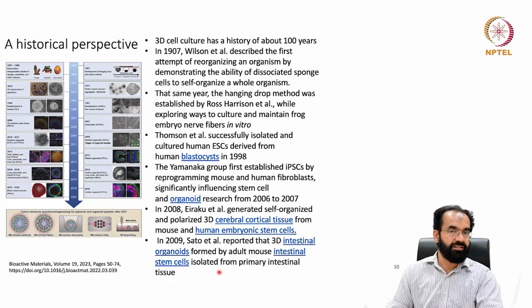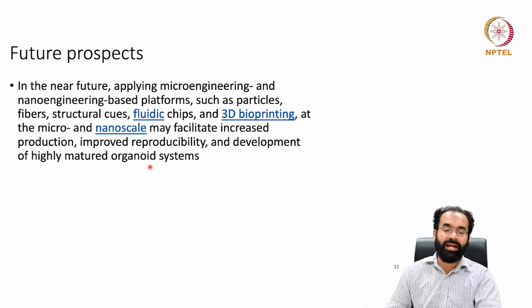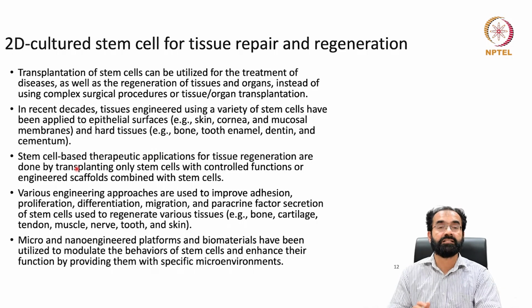A lot of epic research has gone into making regeneration biology the stage where we are right now. Looking at the future prospect in the near future, applying microengineering and nanoengineering based platforms such as particle fibers, structural cues, fluidic chips, and 3D bioprinting at the micro and nano scale may facilitate increased production, improved reproducibility, and development of highly matured organoid systems, which is very likely to happen.